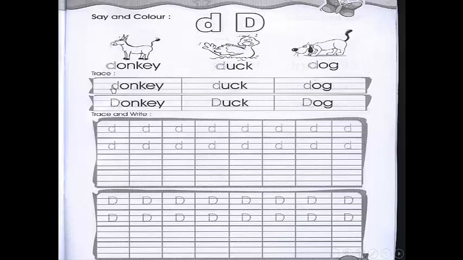Here, D, donkey, D, duck, D, dog. And then here with capital D, donkey, capital D, duck, and capital D, dog. And then we are going to write here small d several times, and here capital D several times.